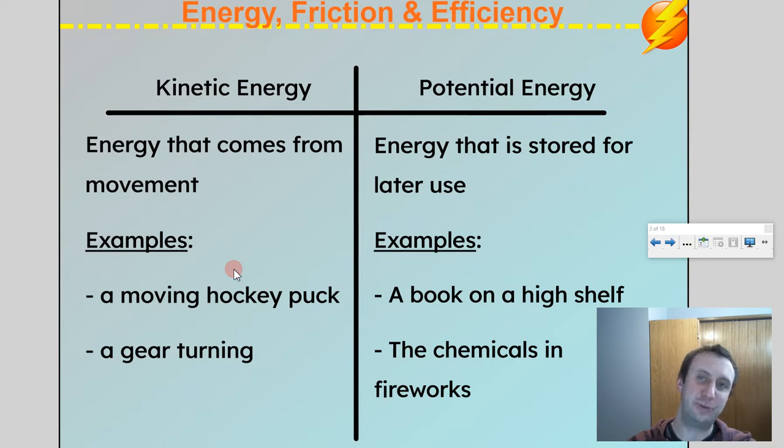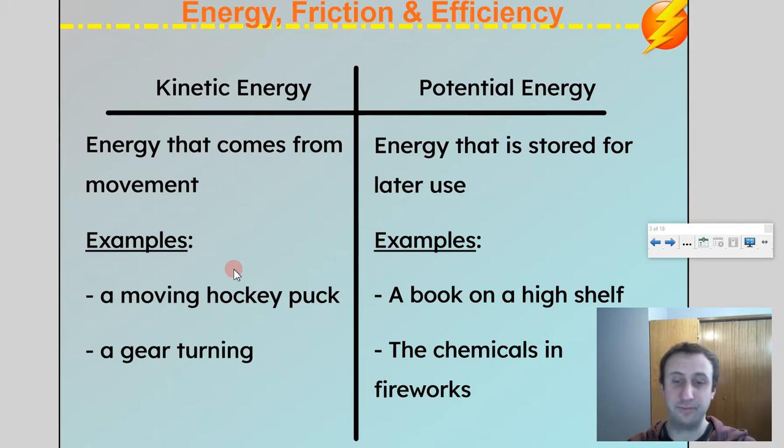Anyways, kinetic energy, a few examples, and really it's just anything that's moving, but a moving hockey puck would be kinetic energy. A gear turning, because turning is movement, that's kinetic energy. Well, potential energy would be things like a book on a high shelf, which of course could fall, and it's being pulled down by gravity.